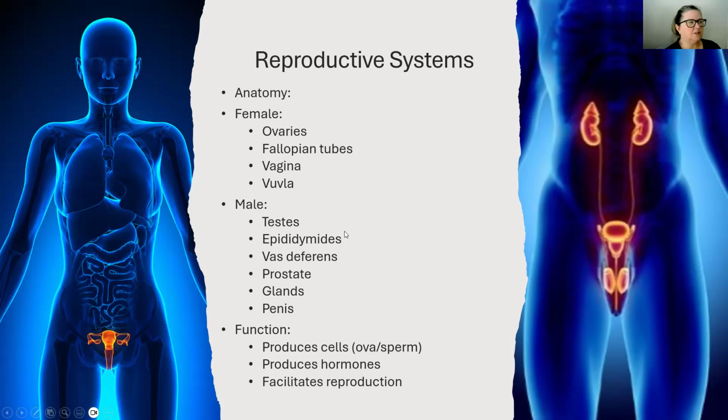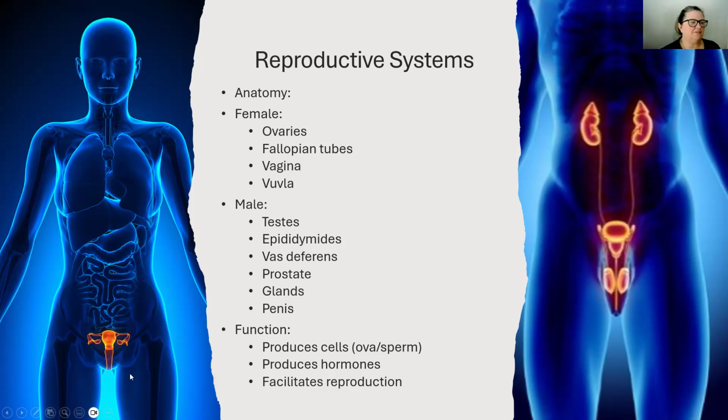So, reproductive systems, and I say systems because there are two, the male and the female. In the female, this consists of ovaries, fallopian tubes, the vagina, and the vulva, and the uterus. I did not include the uterus there. I apologize. So you've got ovaries, fallopian tubes, uterus, vagina, and then this whole thing is called the vulva.